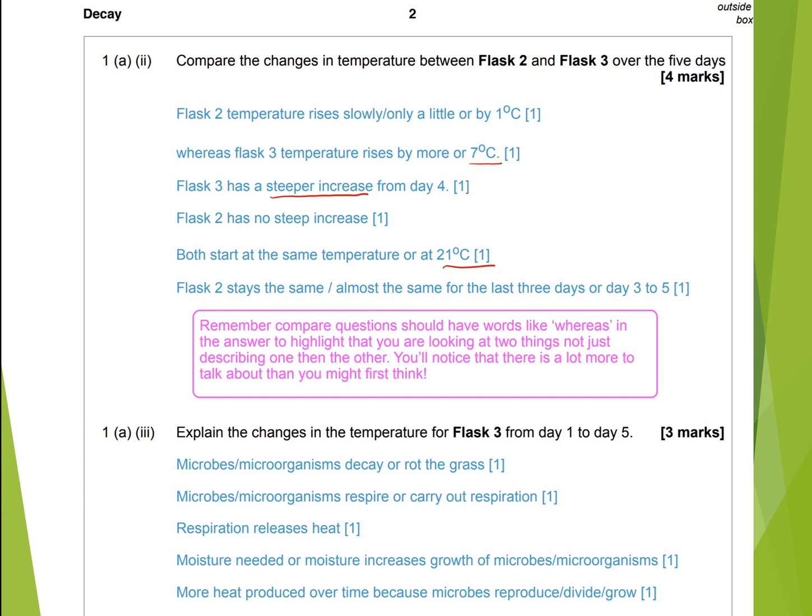Explain the changes in temperature for flask 3. So this part of the question, explain, is very important. First of all, you've got to get the idea that there are microbes or microorganisms that cause decay or rot the grass. That these microorganisms respire. That this releases heat and that moisture is needed to increase the growth of microbes. And more heat is produced over time because the microbes reproduce and divide and grow.